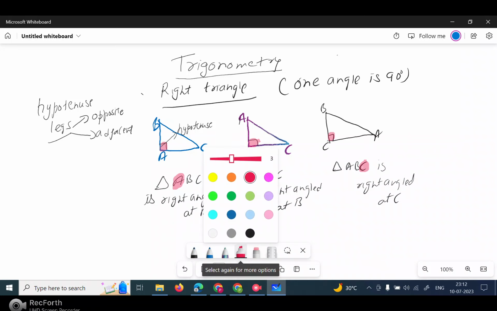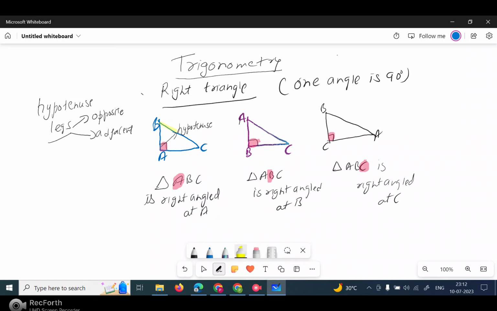Now if my right angle is at A, the side opposite to the right angle is always the hypotenuse. So in this triangle, the hypotenuse is BC. But if I go to this triangle, the hypotenuse becomes side AC. And if I go to the third one, the side opposite to the 90-degree angle is BA. So my hypotenuse has become BA.